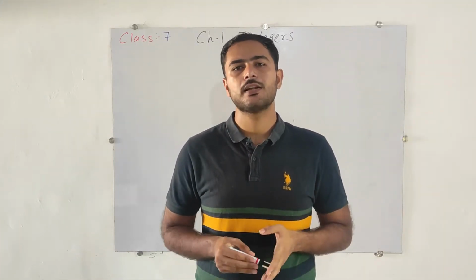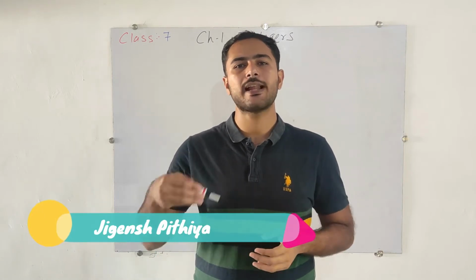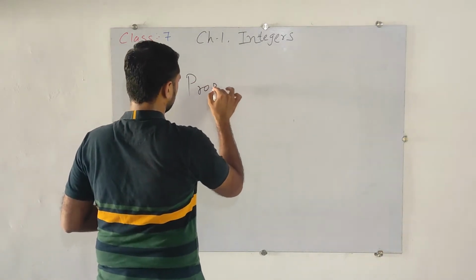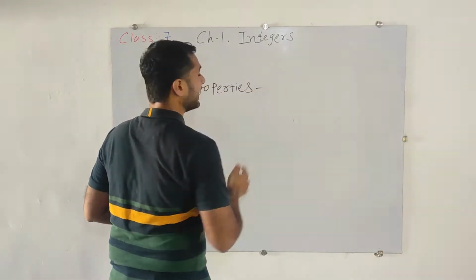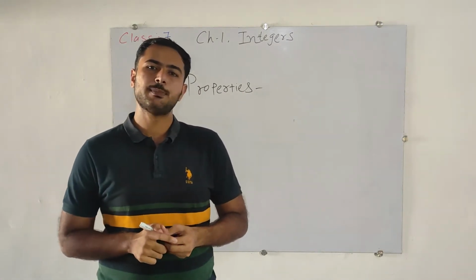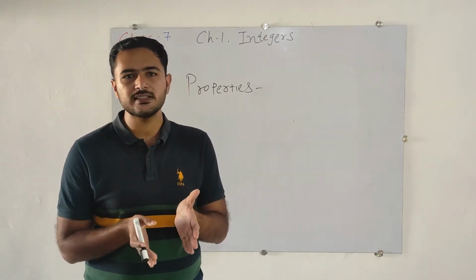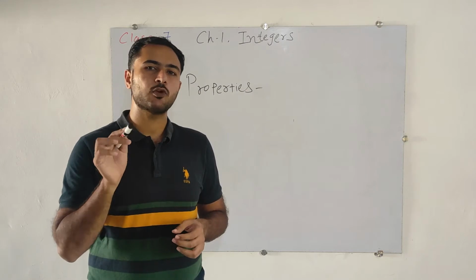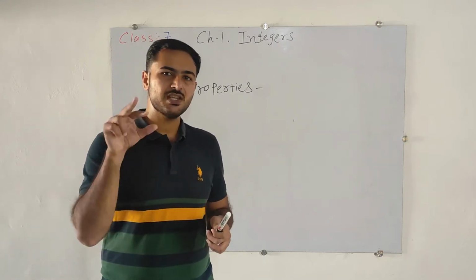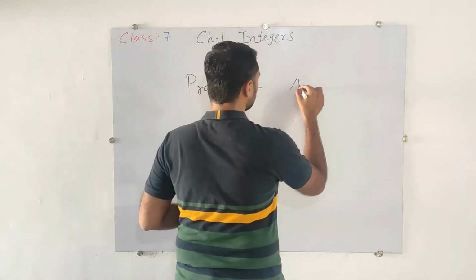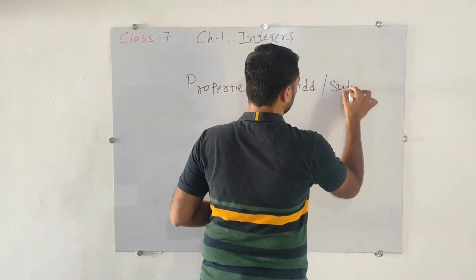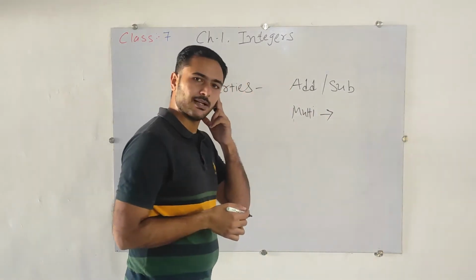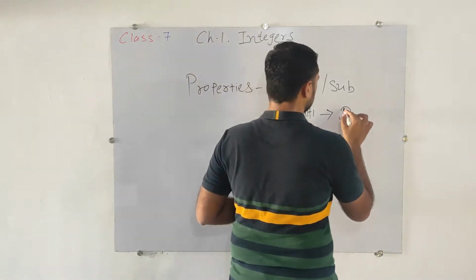Before we start today's lecture, first of all, let's do a quick revision of our last lecture. In our last lecture, we discussed the properties of the integers. Mainly we discussed the closure property, then associative and commutative. One more property we learned was the distributive property, but that is for multiplication over addition. So we divided it into two portions: first, addition and subtraction, and another one for multiplication. In multiplication we learned about the distributive property.